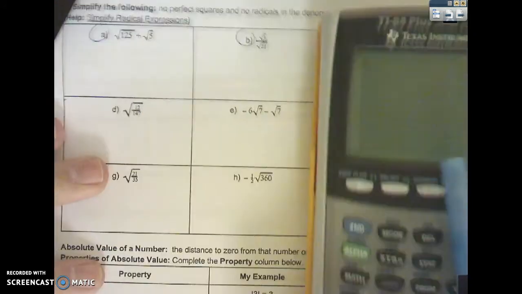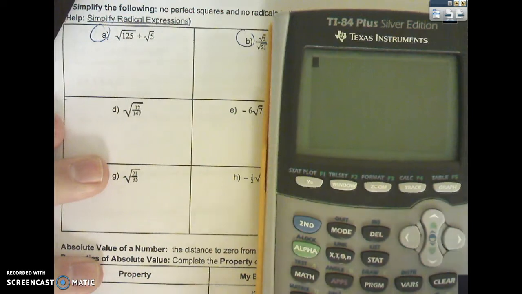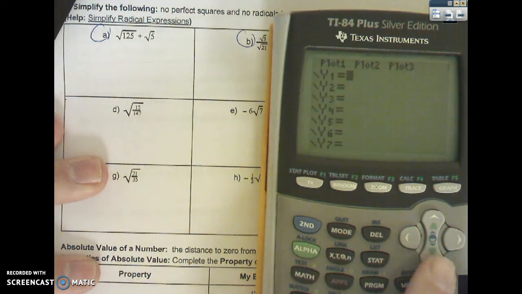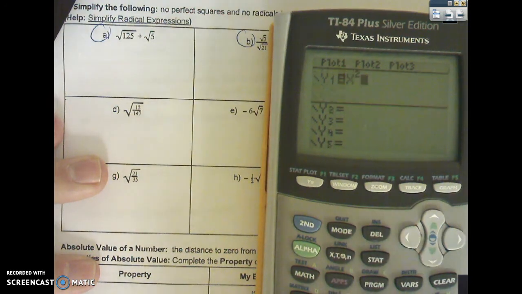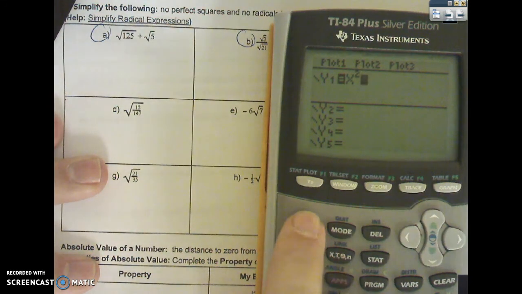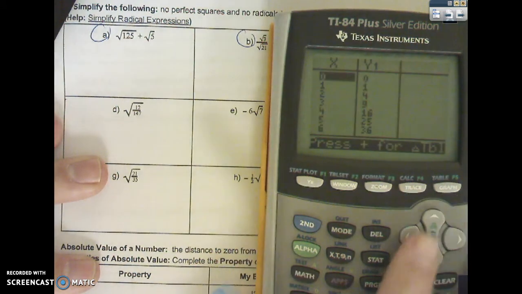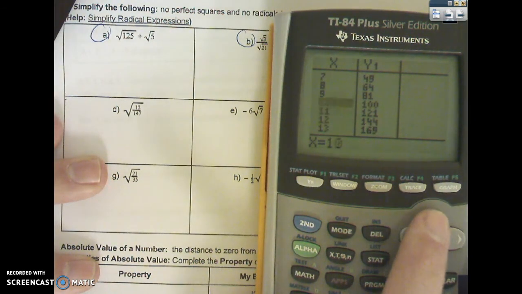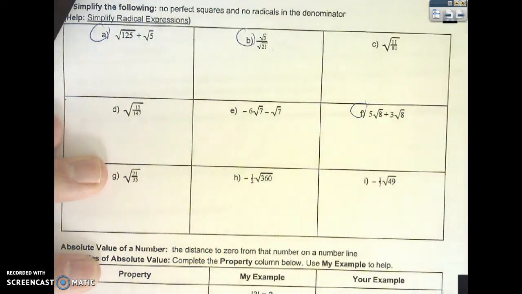So, if you ever need to get a list of your perfect squares, there will not be a list provided for you on the Keystone. So, if I hit y equals, and I type in x squared, and I hit second graph, which pulls up your table, off to the right, you have a list of all of your perfect squares. This is a tremendous asset to you. Please use it. Now, what perfect square goes into 125? 25 does, 5 times.